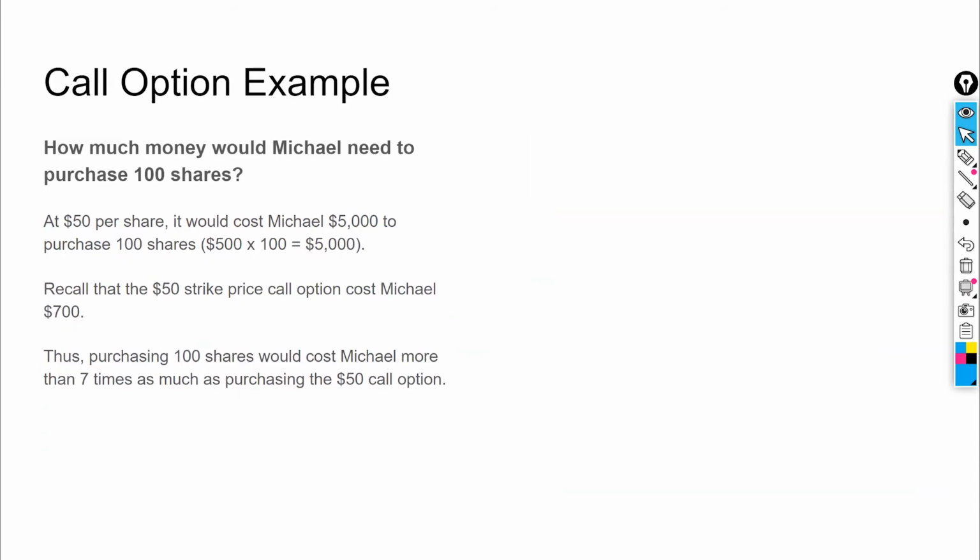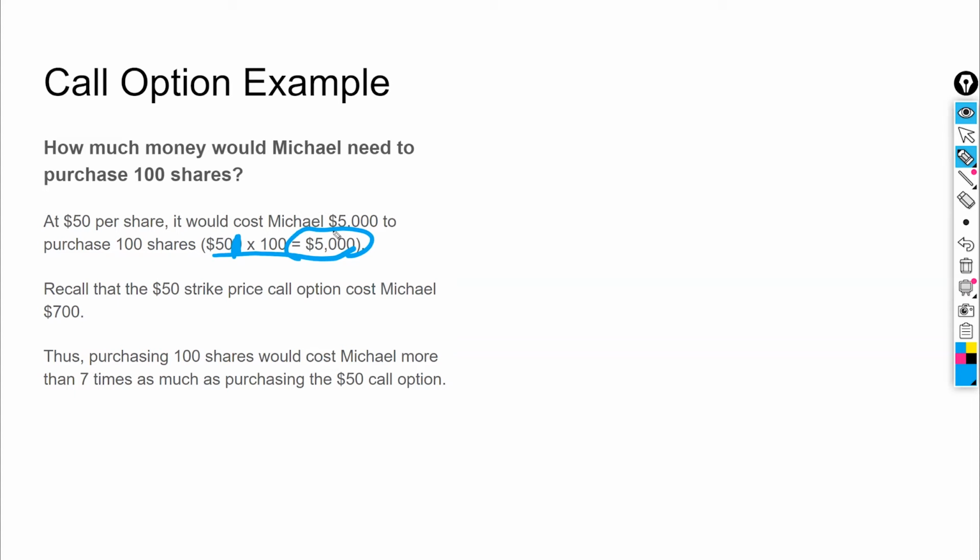Now let's look at, to compare, buying the call option versus buying 100 shares. I want to show you the power of options and why options are pretty cool. So how much money would Michael need to purchase 100 shares? Well, assuming the facts that I gave you, shares are trading at $50 per share, it would cost Michael $5,000 to purchase 100 shares, right? So here's the math that I did for you. Excuse me, this typo should be 50. 50 times 100 is 5,000, right? So it cost him $5,000.